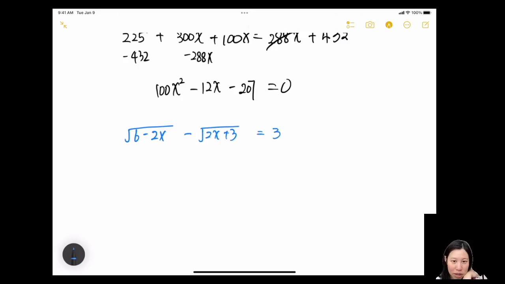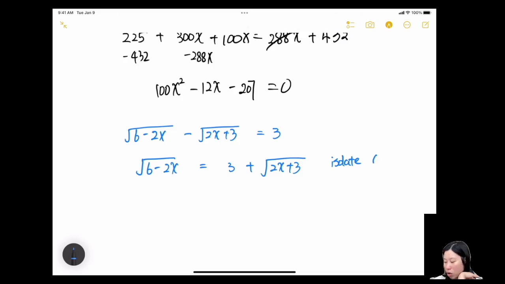Again, the first step is always trying to isolate one radical, which is 6 minus 2x equals to 3 plus the square root of 2x plus 3. You want to isolate one radical. Okay, and then you square them.